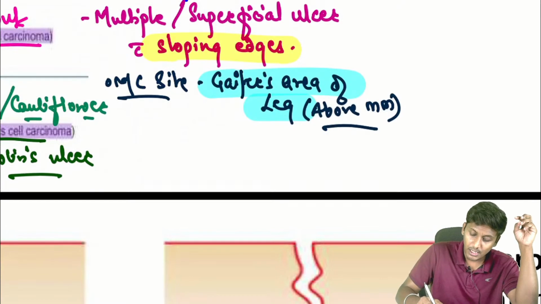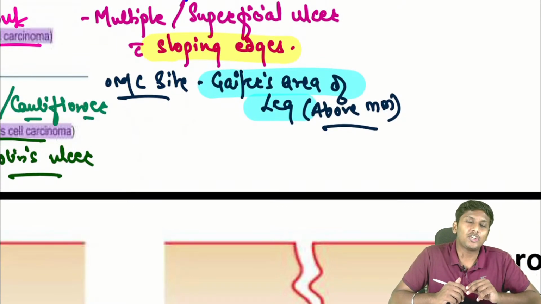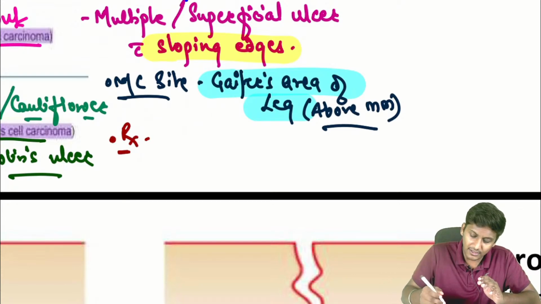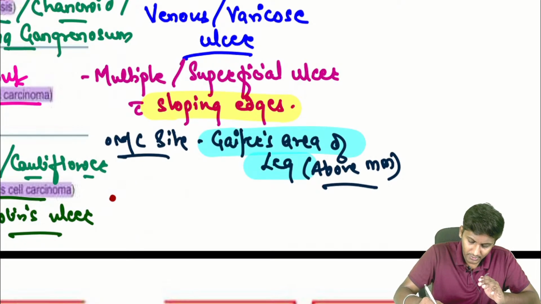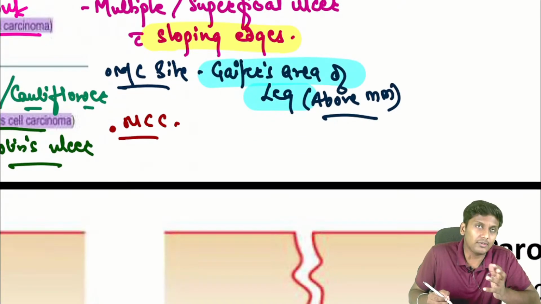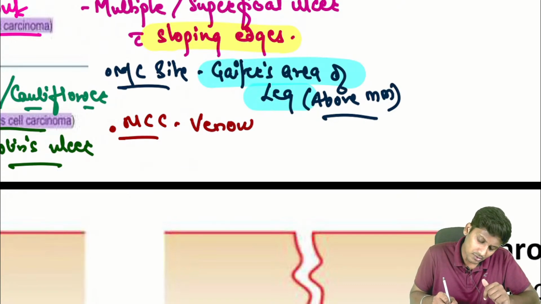Important here, definitely the patient's treatment will be done by what? As I've already told you, just write down the cause once again. The cause is nothing but the varicose veins. And what is the cause for varicose veins? It is nothing but venous hypertension.